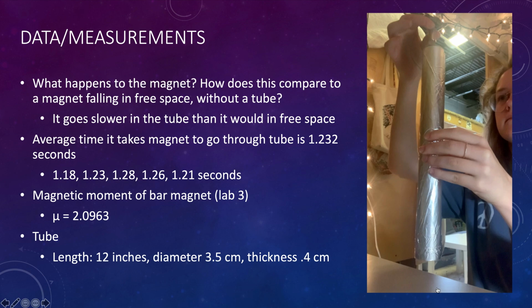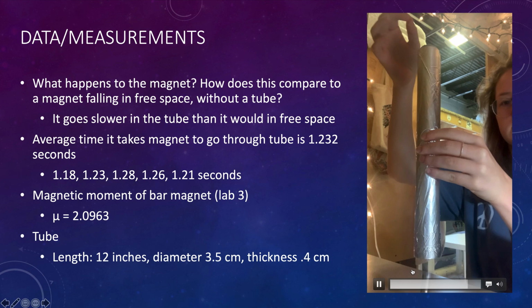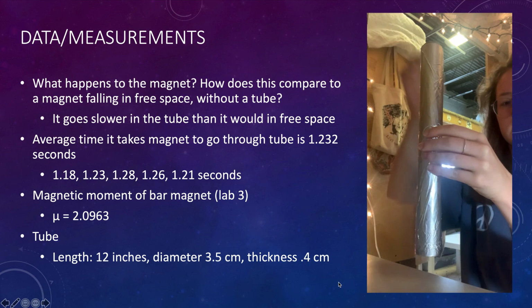So the falling magnet, when it goes through the tube, it goes slower than it would fall in free space. And then the average time I calculated for the magnet to go through the tube was 1.232 seconds. And the magnetic moment I used was from lab 3, which was mu equals 2.0963. And then the aluminum foil tube I used was 12 inches long, and the diameter was 3.5 centimeters, and the thickness of the foil was 0.4 centimeters. And then here's just a video of me dropping the magnet down the tube.